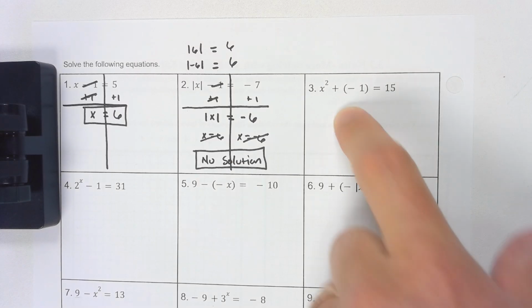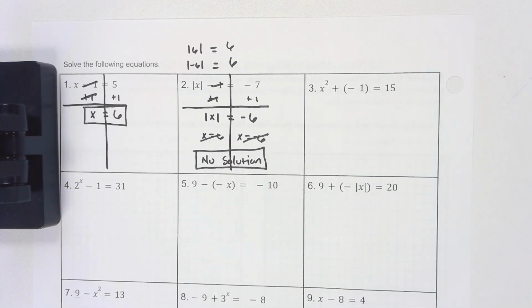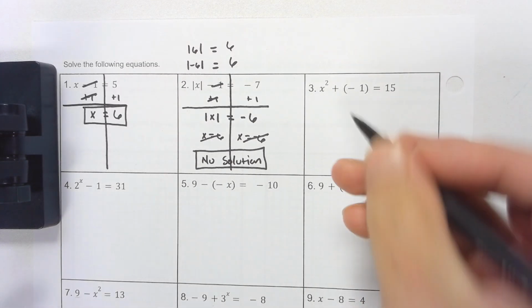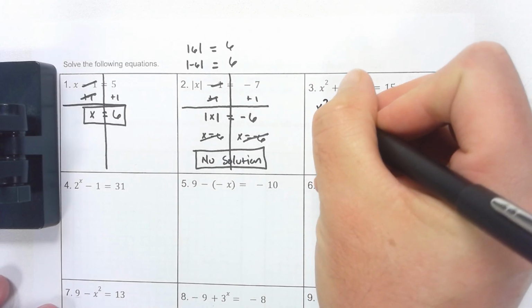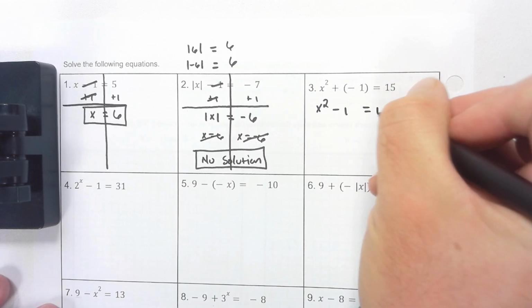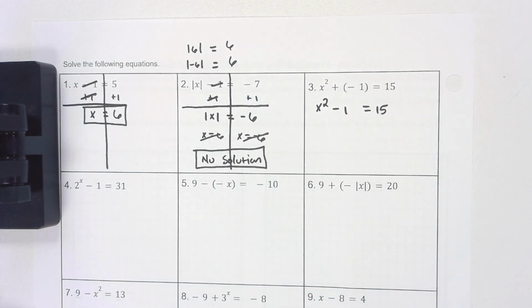Our first example of this is number 3. If I were to read that, it says x squared plus negative 1 equals 15. Well, if I have plus a minus, that minus does not have another negative to group up with to create a positive. So basically, this is still just subtraction. So this is really x squared minus 1 equals 15. If we have these double signs, we're always going to rewrite it with one single sign for whatever takes over.